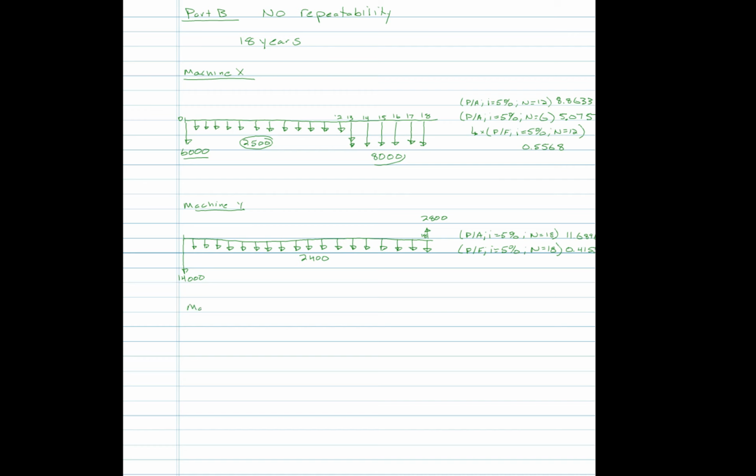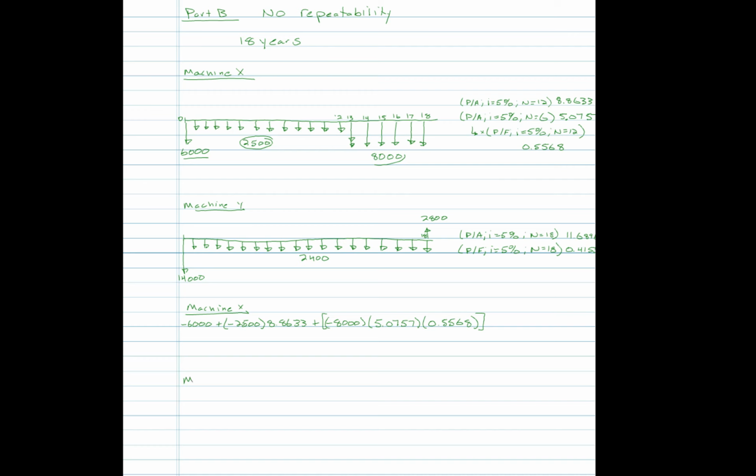Okay, so machine X is going to have the negative 6,000 already at the present, and then we're going to add the negative 2,500. That is going to be times 8.8633, and we're going to then add negative 8,000, which is multiplied by 5.0757, which takes it from an annual series and moves it to year 12, and then multiply it by 0.5568, which moves it from year 12 back to year 0.